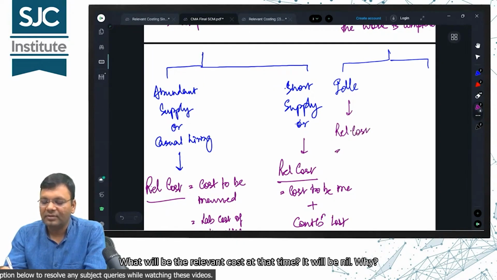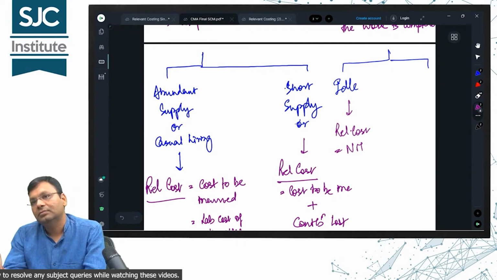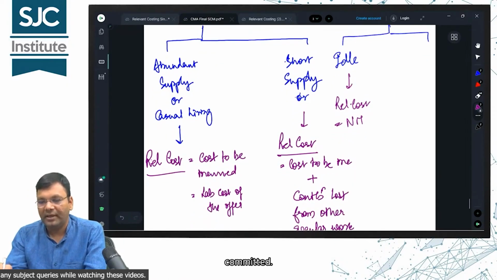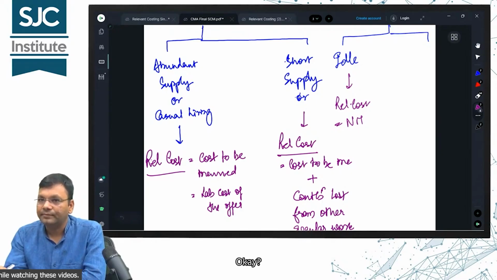What will be the relevant cost at that time? It will be nil. Why? Salary is already committed. Committed cost is irrelevant. Okay.